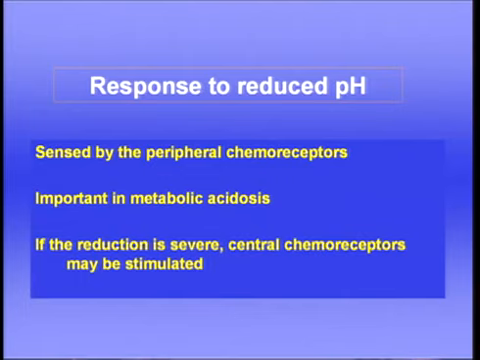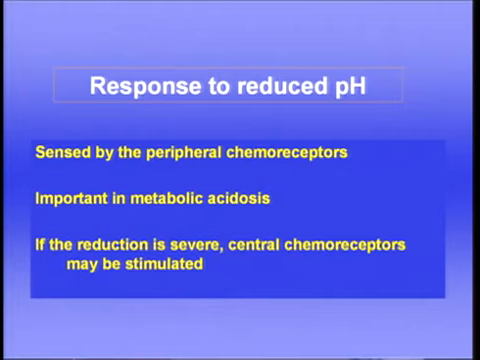What about the responses to pH? Well, these are not so important under normal conditions, but a reduced pH is sensed by the peripheral chemoreceptors, as I mentioned, probably particularly the carotid chemoreceptors. Of course, when the PCO2 rises, there is normally a fall in pH, and this is part of the stimulus to the peripheral chemoreceptor. Actually, it's often quite difficult to sort out whether it is the PCO2 or the reduced pH which is responsible for the increased ventilation.